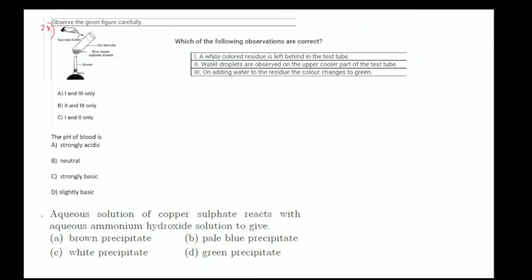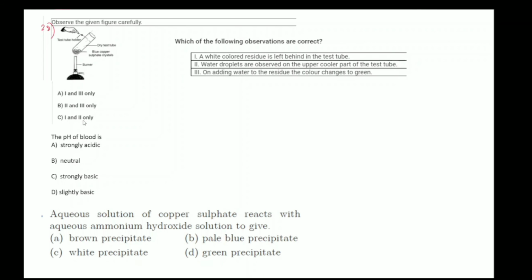A white color residue is left behind in the test tube. A white droplet is observed. On adding water to the residue, the color changes to green. Options: first and third, second and third, or first and second is correct.